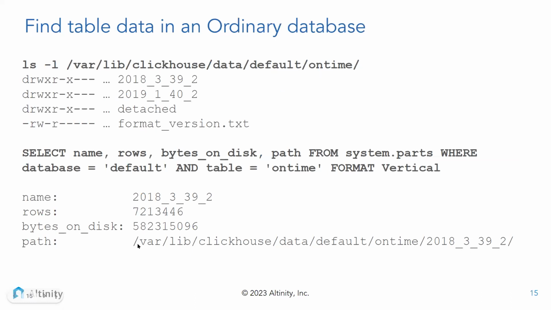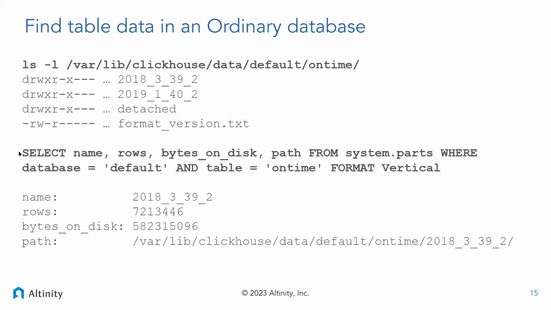Let's go ahead and do the same operation in an ordinary database. So let's go look for a table on time. This is flight data. And here's what we see when we actually do an ls on this. We see a couple of parts under it. Those are the part names. We see the detached directory. Detached is really important. That's where we'll talk about this command, but you can detach parts, which means you remove them from the table, and then they just get stuffed into this detached directory, and ClickHouse forgets about them. And then here's a file that shows the format version of the part.